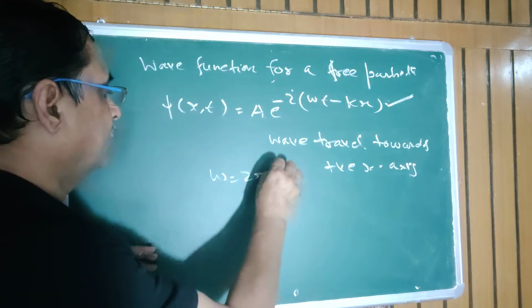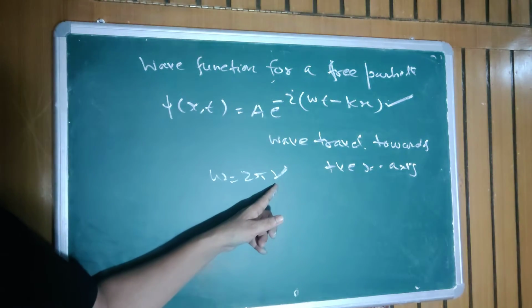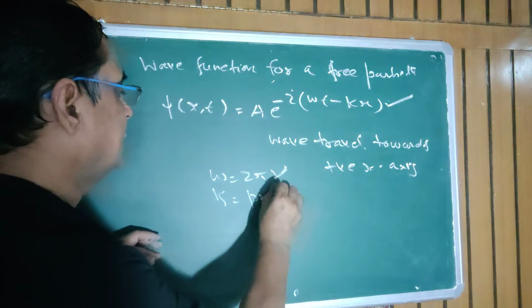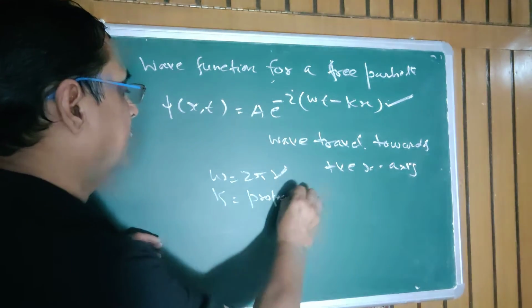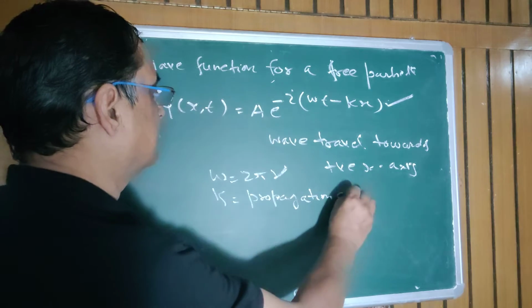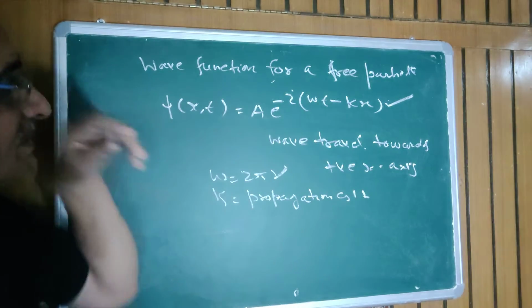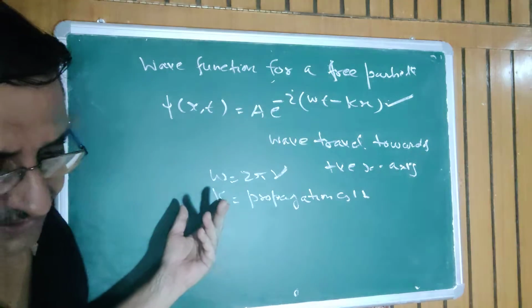What do you write omega as? 2 pi nu, where nu is the frequency, right? And then what is k? K is called the propagation constant. And x, this is along the x-axis. T is the time which you have written.